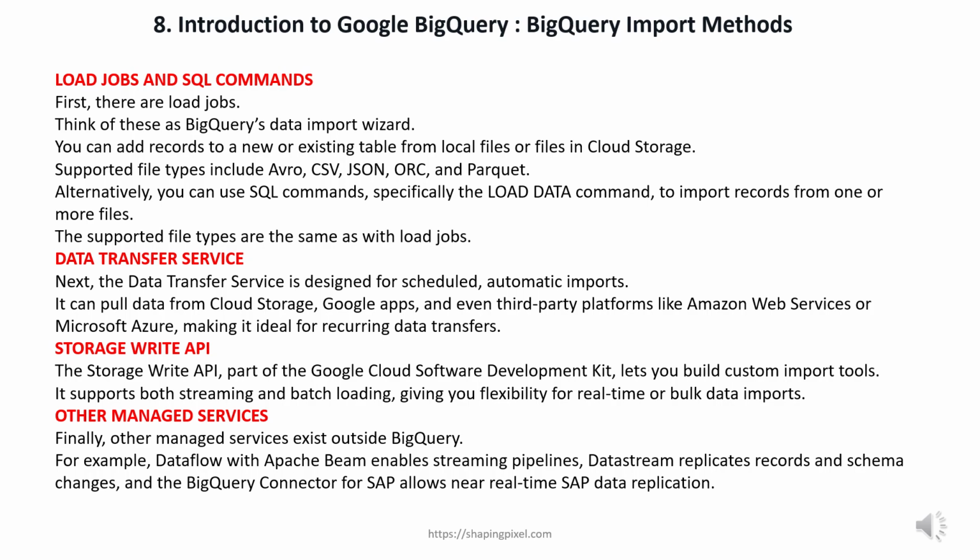Next, the data transfer service is designed for scheduled automatic imports. It can pull data from cloud storage, Google Apps, and even third-party platforms like Amazon Web Services or Microsoft Azure, making it ideal for recurring data transfers. The Storage Write API, part of the Google Cloud Software Development Kit, lets you build custom import tools. It supports both streaming and batch loading, giving you flexibility for real-time or bulk data imports.